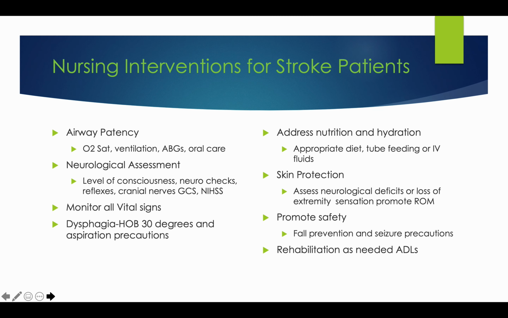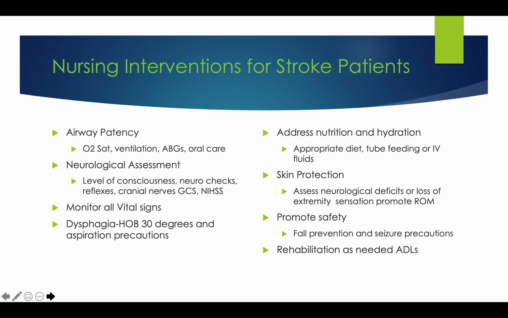Some nursing interventions for stroke patients. You're going to assess them from head to toe, all of the systems. Primarily, you're going to assess their airway patency. You're going to assess their oxygen saturation. For some patients that don't lose airway control, they'll be ventilated, or they can be on Optiflow, which is high flow oxygen, or BiPAP, or just nasal cannula, or they could be on room air. You're assessing their arterial blood gases, their ABGs, always doing oral care for the patient.